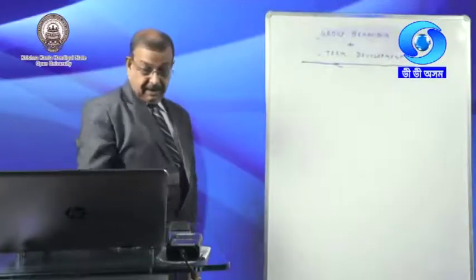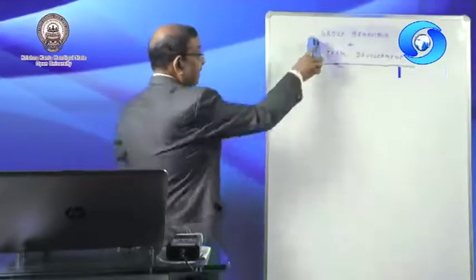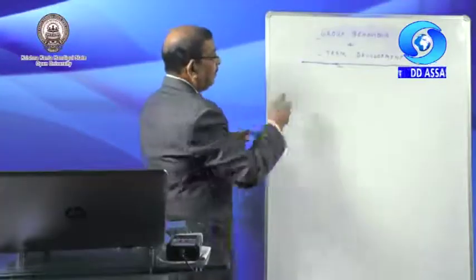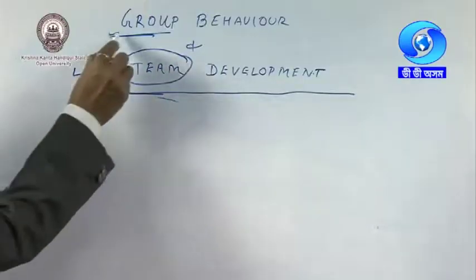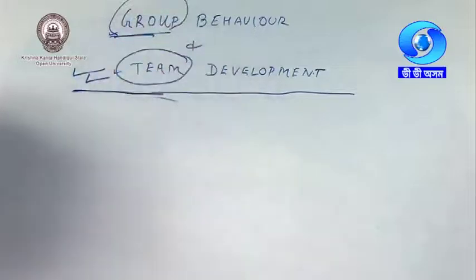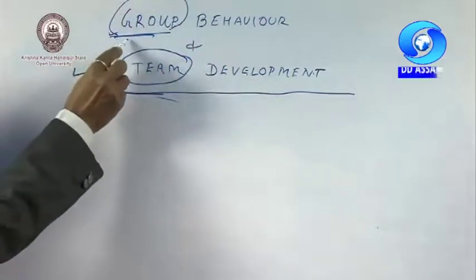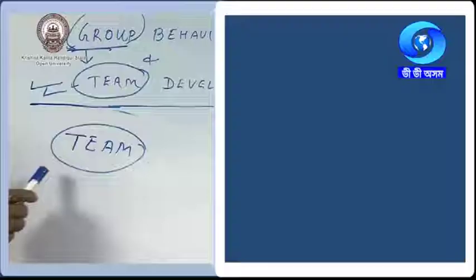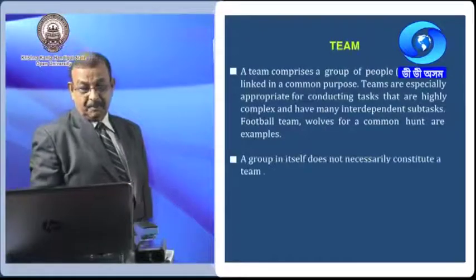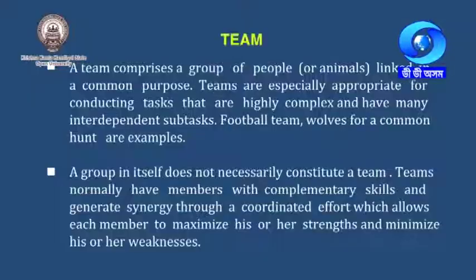After having a discussion on various group related aspects, now let us turn our attention to team development. All groups may not be teams, but all teams are groups. For a group to graduate to a team, it has to meet certain requirements. So what is a team? A team comprises a group of people linked in a common purpose. But to understand it, we will have to take some examples.